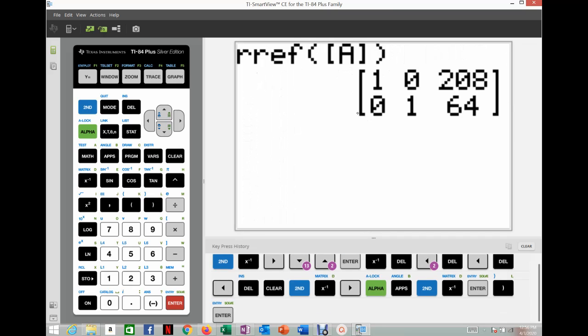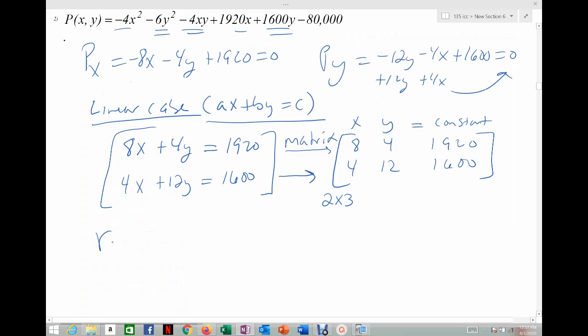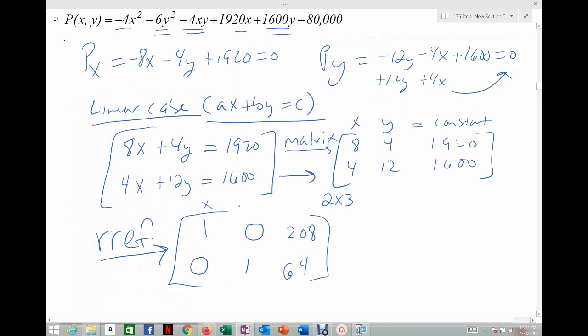All right, so this is what your matrix should look like on your calculator. So I'm going to go back to my notes, and I'm going to write it in. Once I do the RREF, row reduced echelon form, it simplifies to 1 0 208, 0 1 64. And the way the row reduction means, remember this was x, this was y, this was my constant. The first row, 1x, no y, equals 208. So that's telling me my x value is 208. The second row is telling me my y value, because that's where my y value is. My y value is 64. And there it solved the system for me.